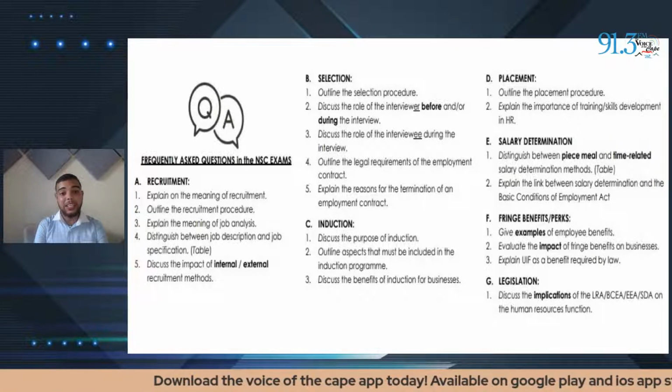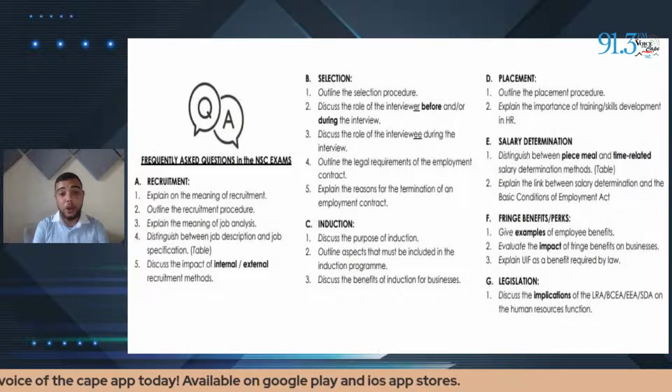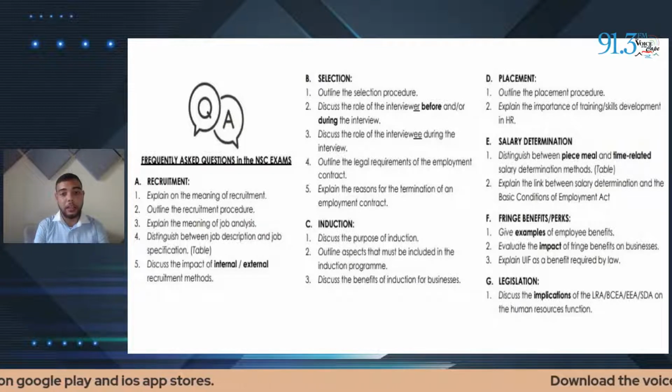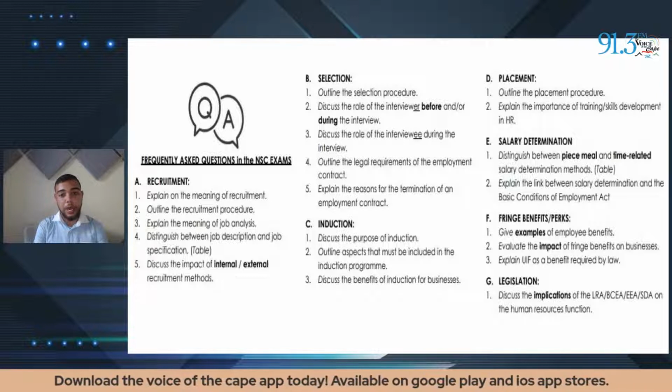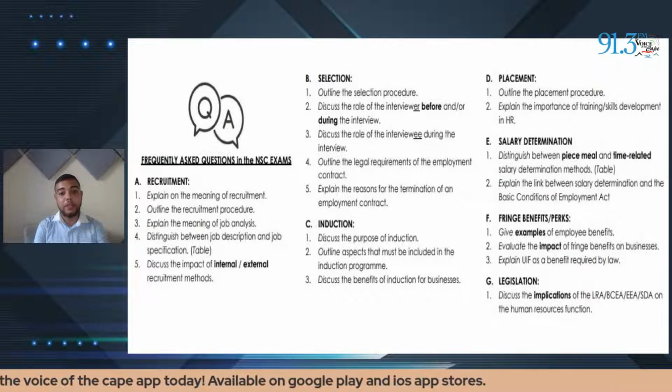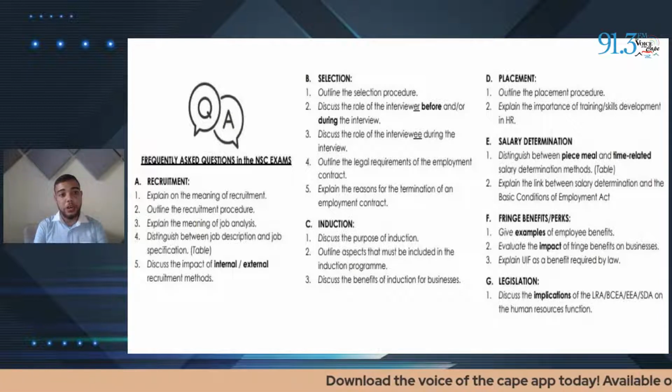So what happens here? The defensive strategy in the business environment takes place as retrenchment will be one of the reasons for the termination of an employment contract. Induction, the questions that will be asked, discuss the purpose of induction, outline aspects that must be included in the induction program, and discuss the benefits of induction for businesses. Placement, outline the placement procedure, explain the importance of training, skills development in HR, the salary determination.